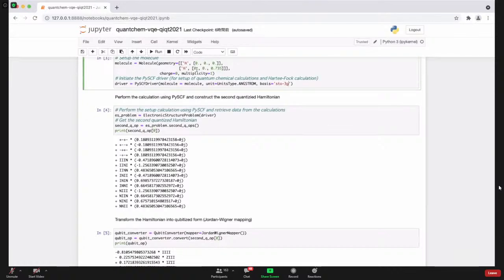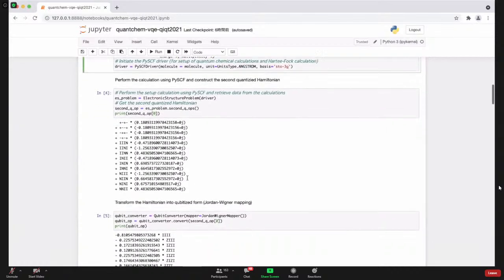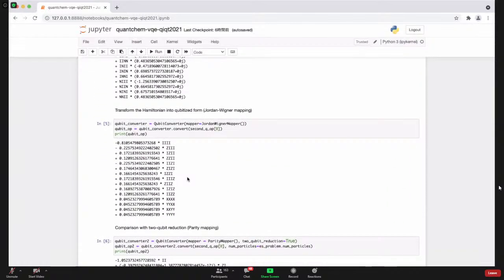So this is the setting of the molecule. And then here is where we call the PySCF program via the interface of Qiskit to perform the Hartree-Fock calculation. Then it constructs the second quantized Hamiltonian in the molecular orbital form. So it's described like this. Next, we need to map it to qubits so we can construct a circuit.